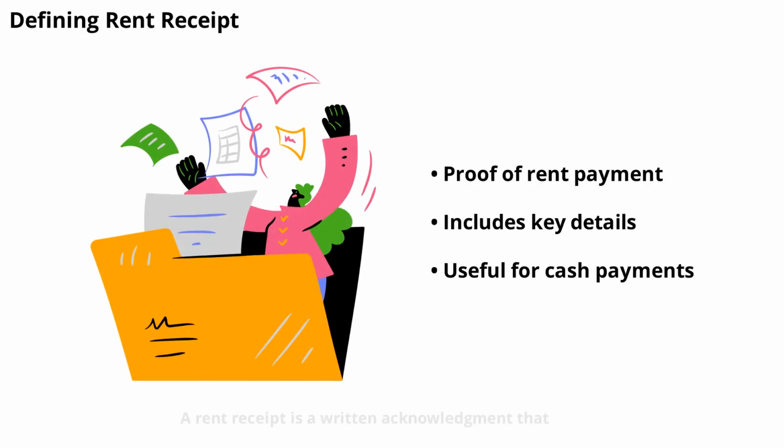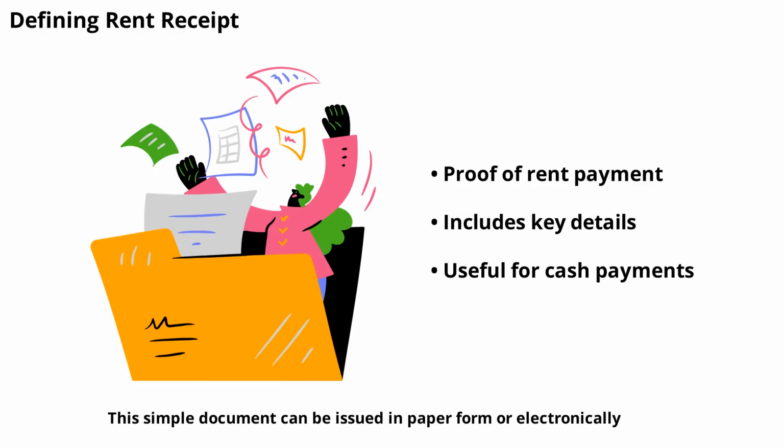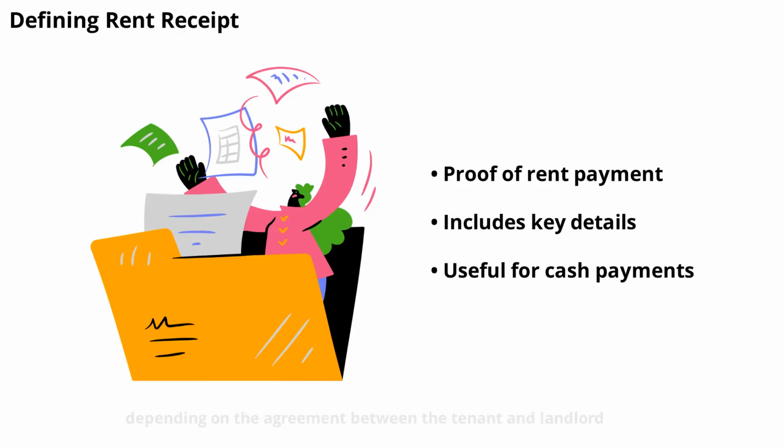A rent receipt is a written acknowledgement that a tenant has paid rent to their landlord. It serves as proof of payment and typically includes details like the amount paid, the date, and the rental period covered. This simple document can be issued in paper form or electronically, depending on the agreement between the tenant and landlord. Rent receipts are especially useful for tenants who pay in cash, as they provide a clear record of each transaction. For landlords, issuing receipts helps maintain accurate records and demonstrates professionalism.